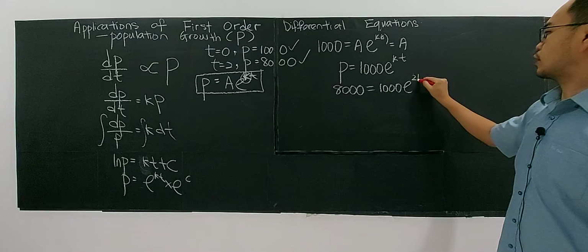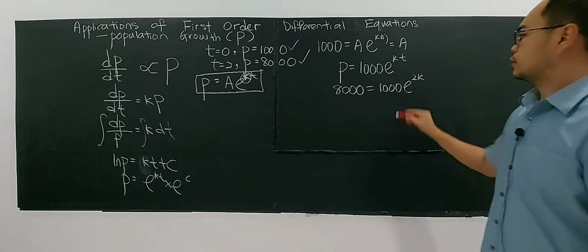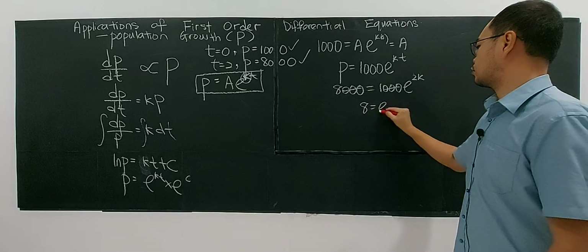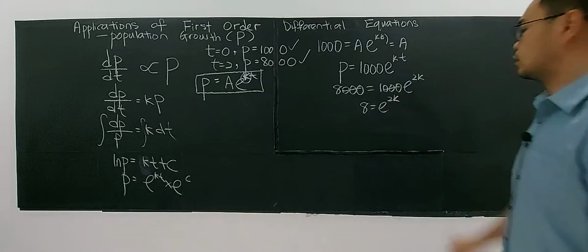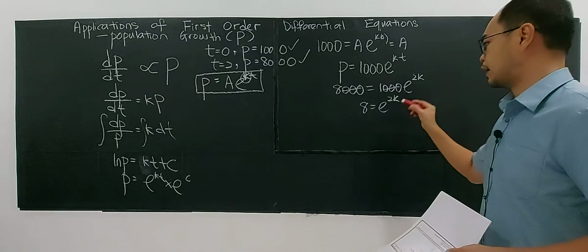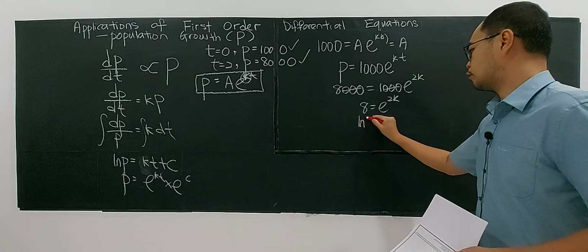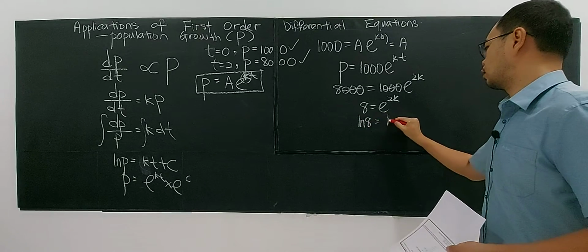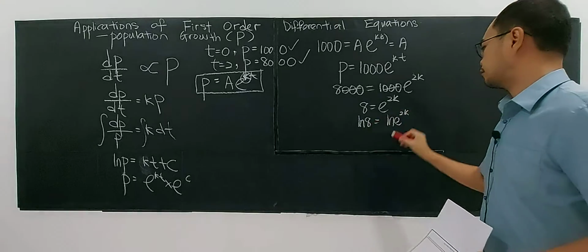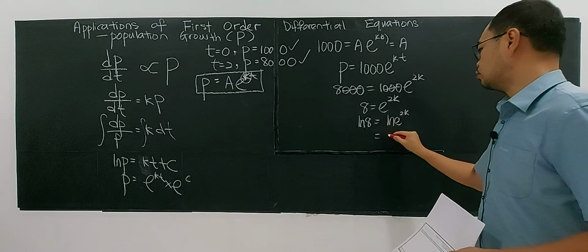So 2K. Very simple, right? As you divide both sides by 1000, you have 8 equals e to the power of 2K. So we can find the value of K by putting ln on both sides, so we have ln 8 and we can bring down the 2.